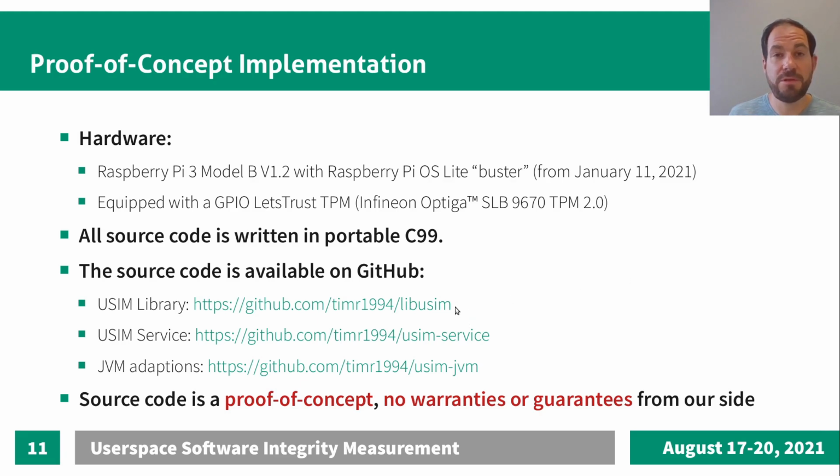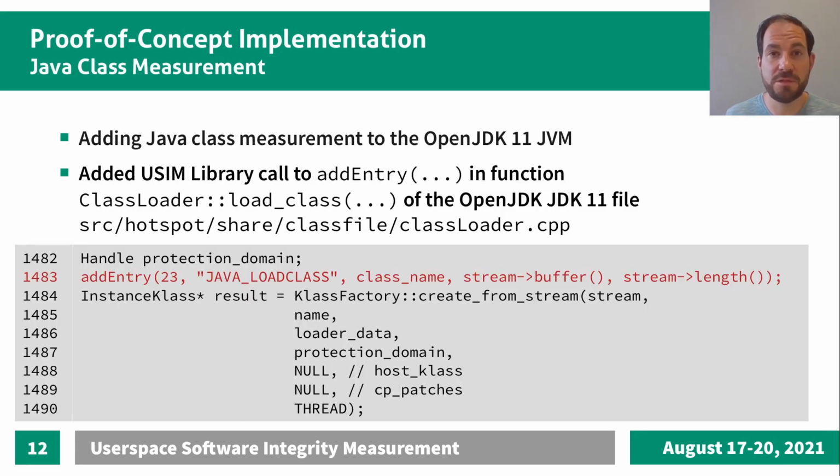There's the Usem library, the Usem service, and our adaptations to the Java virtual machine. Again, this code is proof of concept, no warranties or guarantees from our side. As part of our proof of concept implementation, we modified the OpenJDK 11 Java virtual machine.